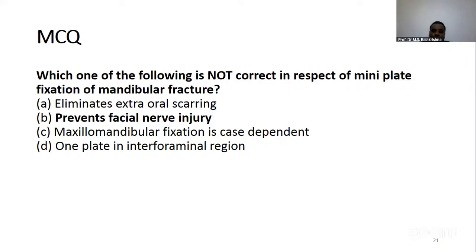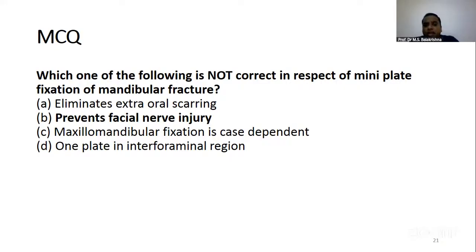Next question. Which one of the following is not correct with respect to mini plate fixation of mandibular fracture? Not correct means the wrong one, we have to take it out. It is in the mandibular fracture. Eliminates extraoral scarring: see, mini plate and extraoral scarring, the scar will be because of an injury, so this has nothing to do with mini plate fixation. So eliminates extraoral scarring is not correct. Okay, next, prevents facial nerve injury. If you do a mini plate, facial nerve injury can be corrected.